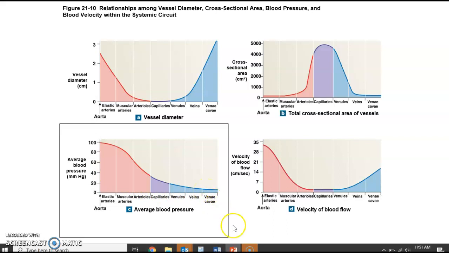Now, if you think about perfusing a tissue or an organ, we're talking about things at the capillary level. Is there enough blood pressure to fill the capillaries in our organs? So if the heart isn't working properly and that initial blood pressure is decreased, then the blood pressure at that capillary bed will be decreased as well, and that organ may not get enough oxygen or nutrients.